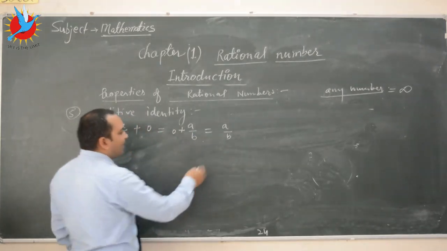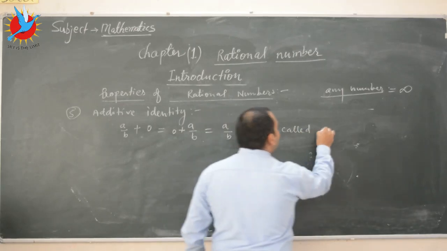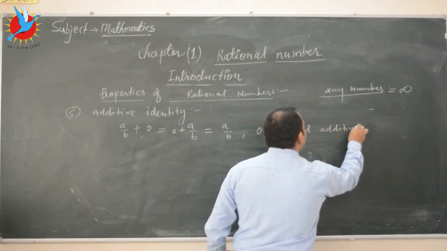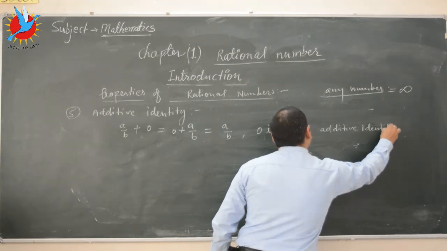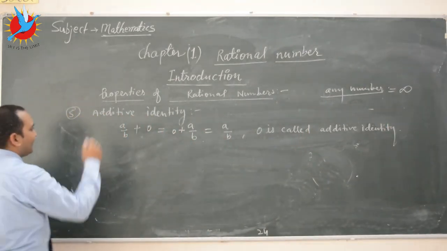So 0 is called additive identity, and this is also called the zero property of the rational number.